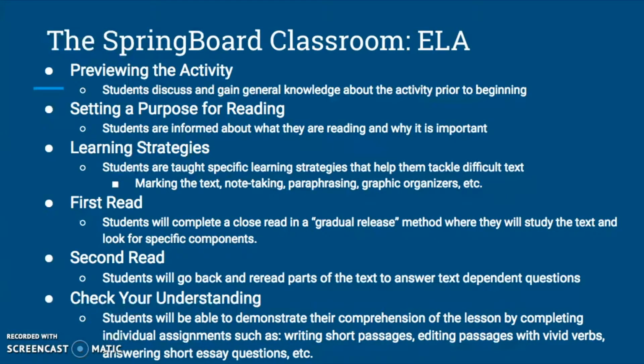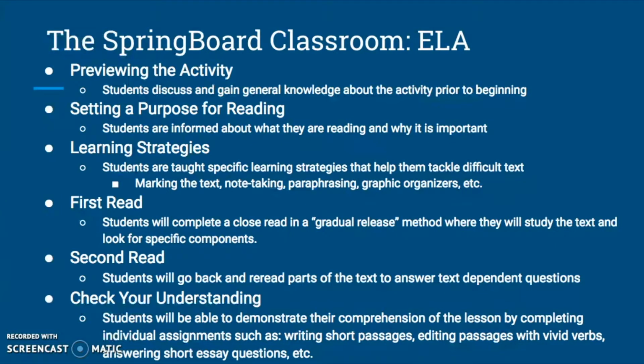After we talk about the learning strategies that we'll be using for that lesson, we look at the first read, and that's where the students complete a close read in a gradual release method. The teacher starts off very strong in teaching the students, or modeling for the students, how the lesson is going to go and what they need to be looking for, and then slowly but surely releases the power to the students, and they will work in small groups or individually to complete the first read, where they mark the text or they look for specific items in the text.